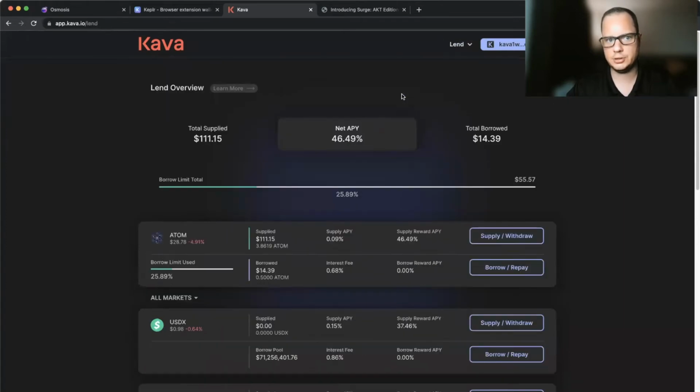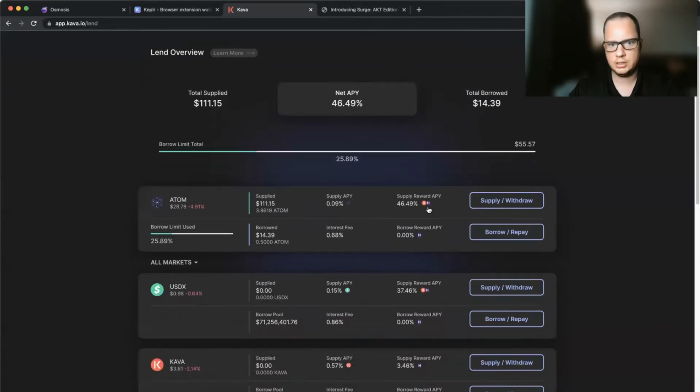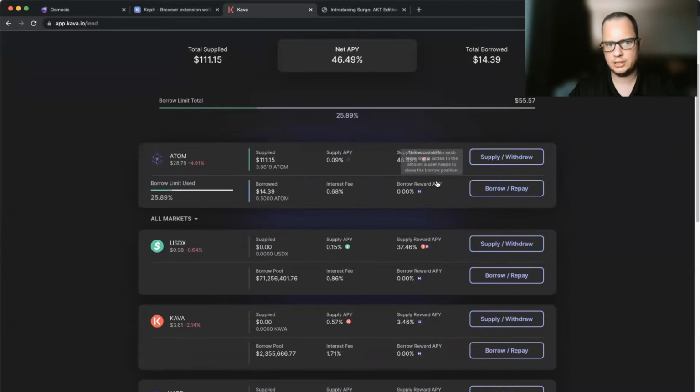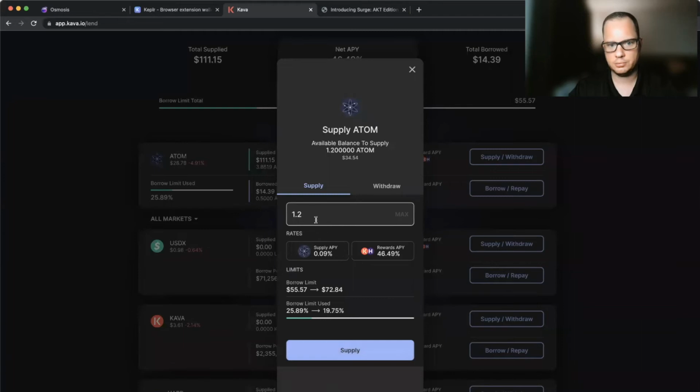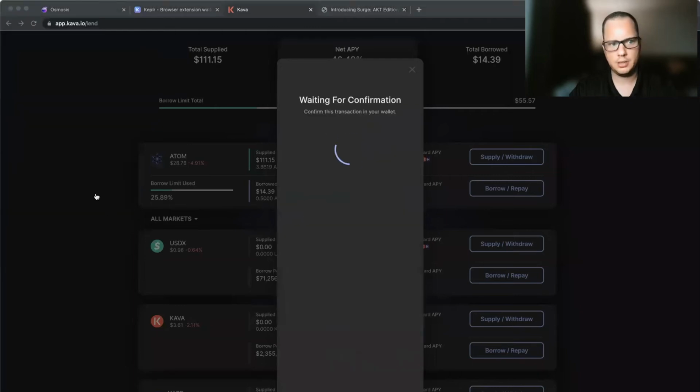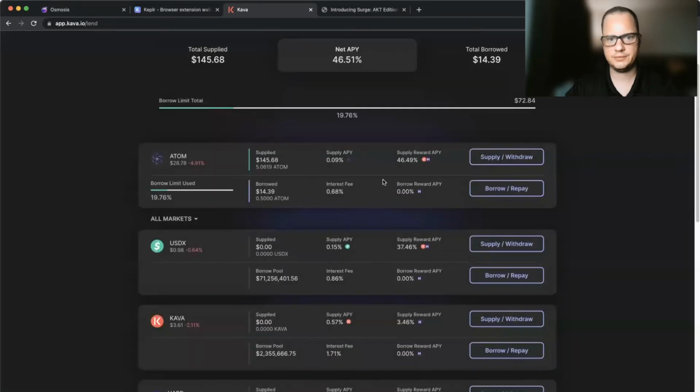the lend feature. Okay, and now you can see that ATOM is at the top because I've already lent a little bit, but here for you guys, I'll go ahead and supply the complete 1.2 ATOM. And with doing that, I'll get the 46.46% APR. Okay, and this transaction's finished.